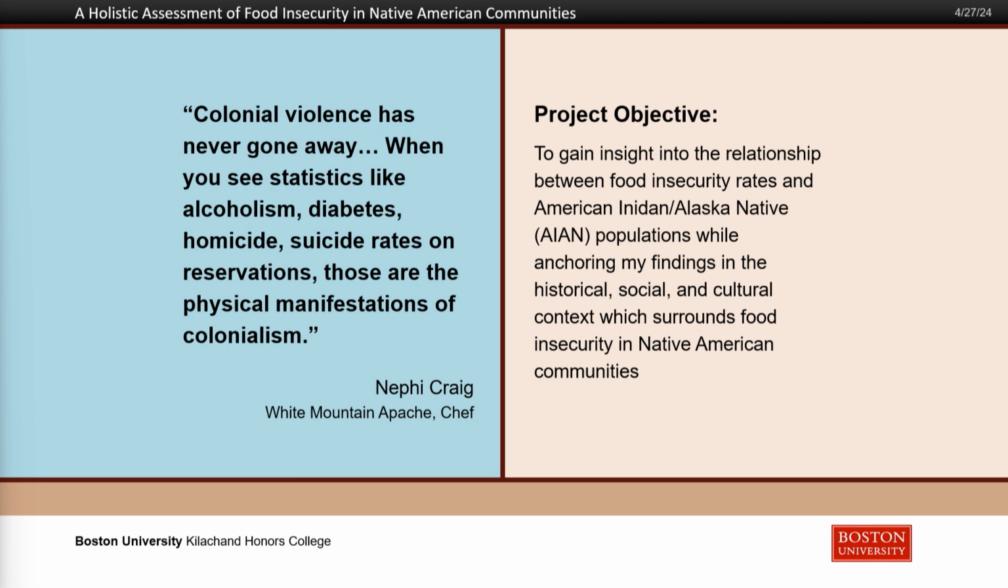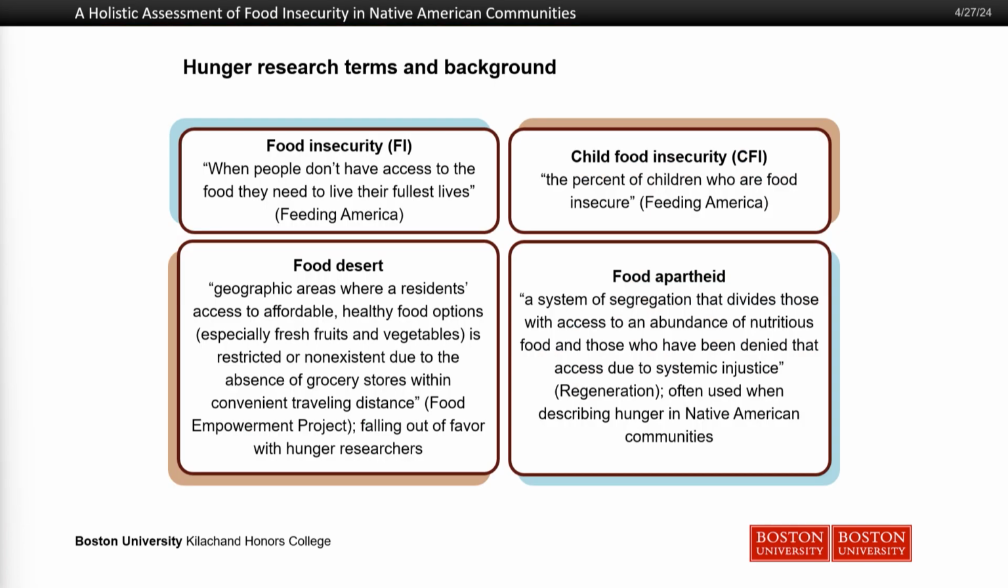My project objective was to gain insight into the relationship between food insecurity rates and American Indian Alaskan Native, or AIAN, populations, while anchoring my findings in the historical, social, and cultural factors which have contributed to and are the consequences of food insecurity in Native American communities.